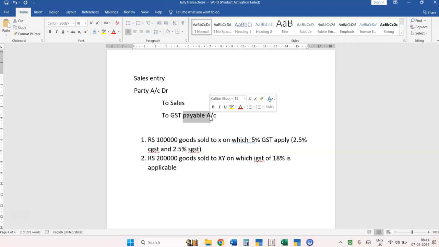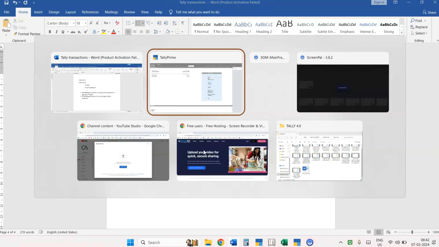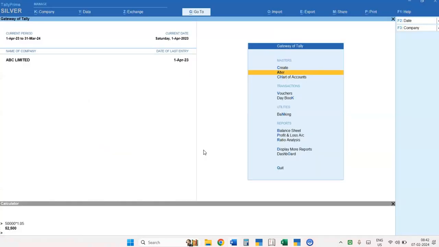Now we will make the entry for our sale transaction number 1. So what is the transaction? Rupees 1 lakh goods sold to Mr. X on which 5% GST is applied, that is 2.5% CGST and 2.5% SGST. So what is the total value? 1 lakh 5,000. So what will be the entry? Now we will make the entry in our Tally Prime.